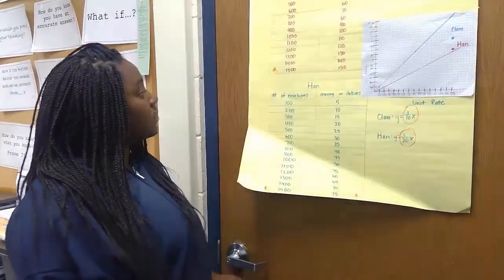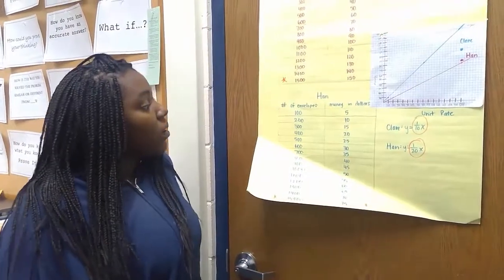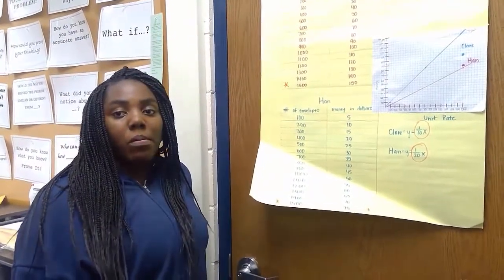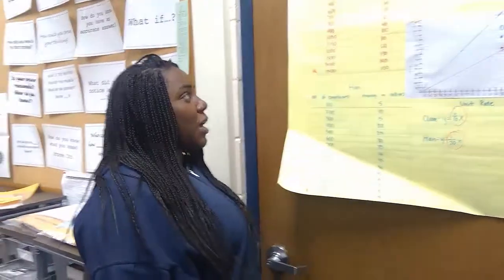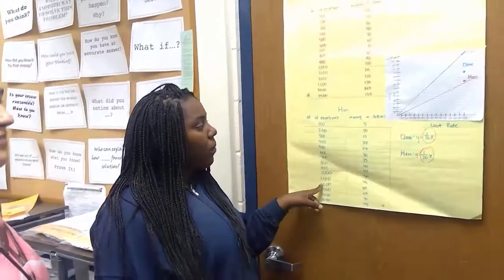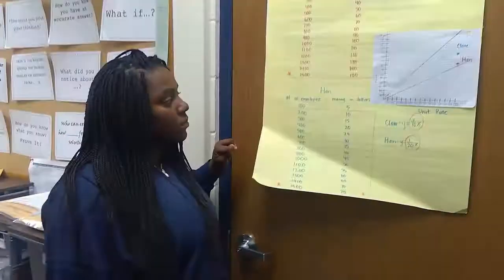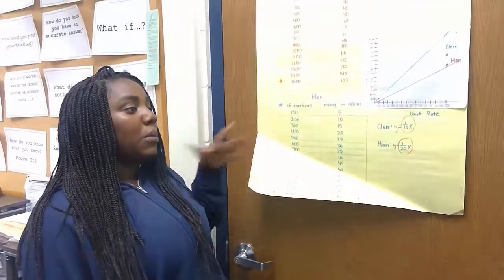Representations. They have the table, the graph, and the equation. Which one is it easiest to see who makes more? The table, obviously. Or the graph. The graph could also. I noticed was the graph. The graph or the table. I like the table. Both are equal.